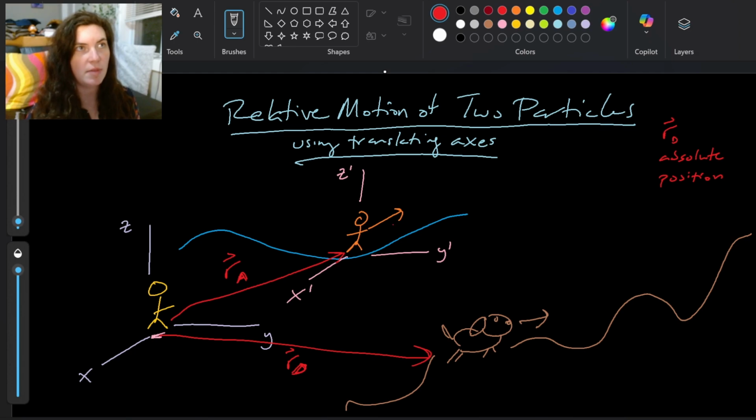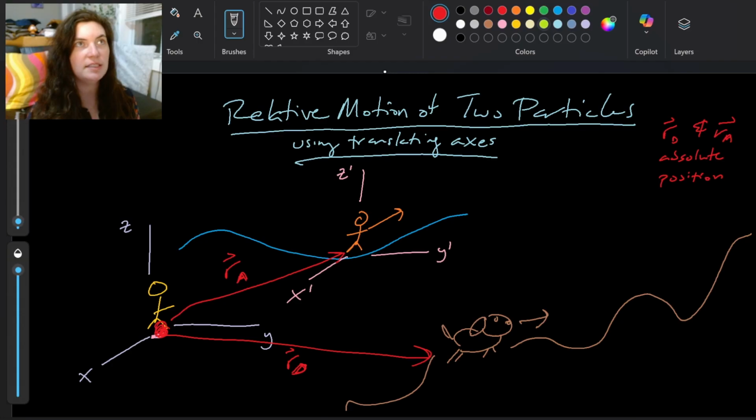Our running man, our A man over here, who is moving, has an absolute position relative to that fixed origin. So both RD and RA are absolute positions because they're measured from a fixed origin that is not moving. This is our fixed origin. They give us absolute positions even though our man and our dog are moving.